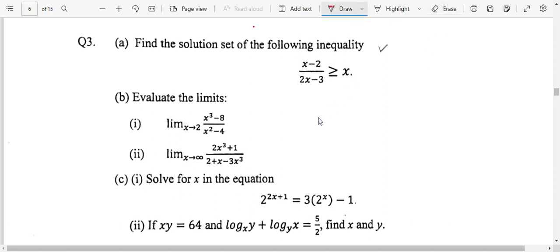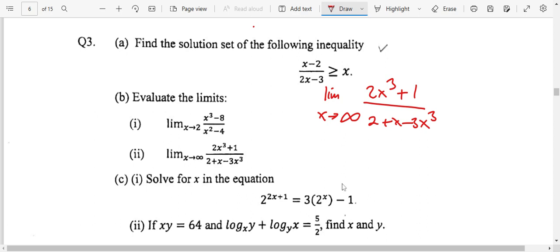Okay, so the other one down, we have the limit as x approaches infinity of 2x cubed plus 1 divided by 2 plus x minus 3x cubed. Now, when you're talking about limits to infinity, you just look at the highest power on top and the highest power down. If they are the same, just get the coefficients. The coefficient of the highest power on top is 2, the coefficient of the highest power down is negative 3, meaning that the limit is 2 over negative 3.